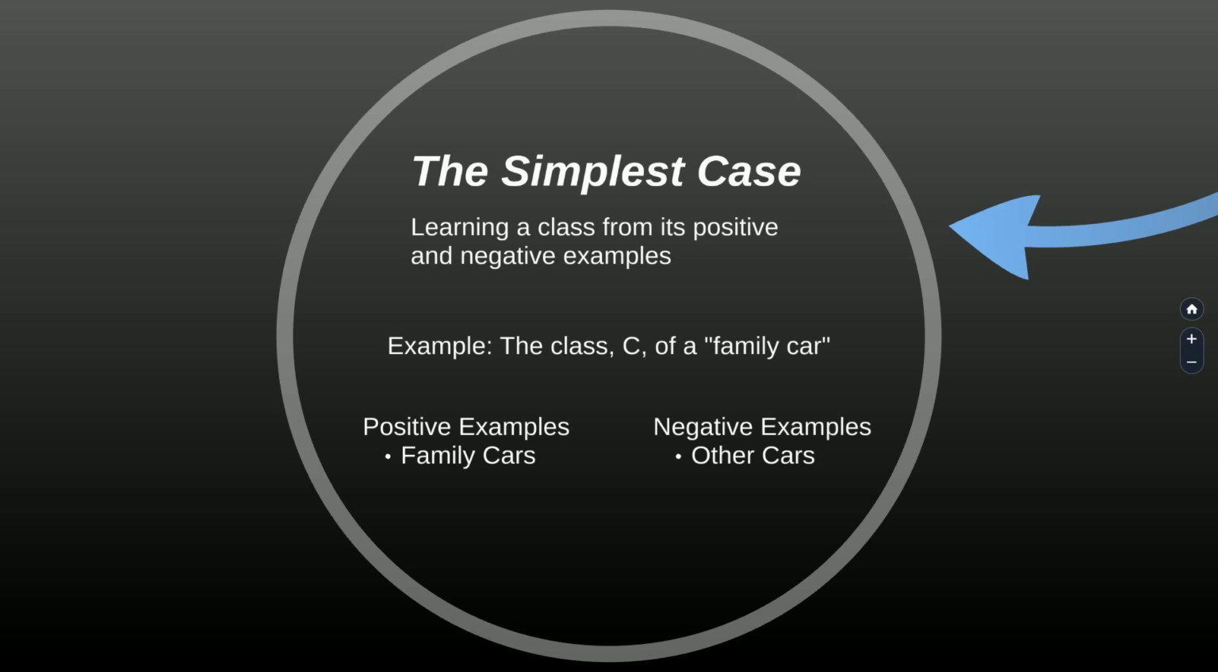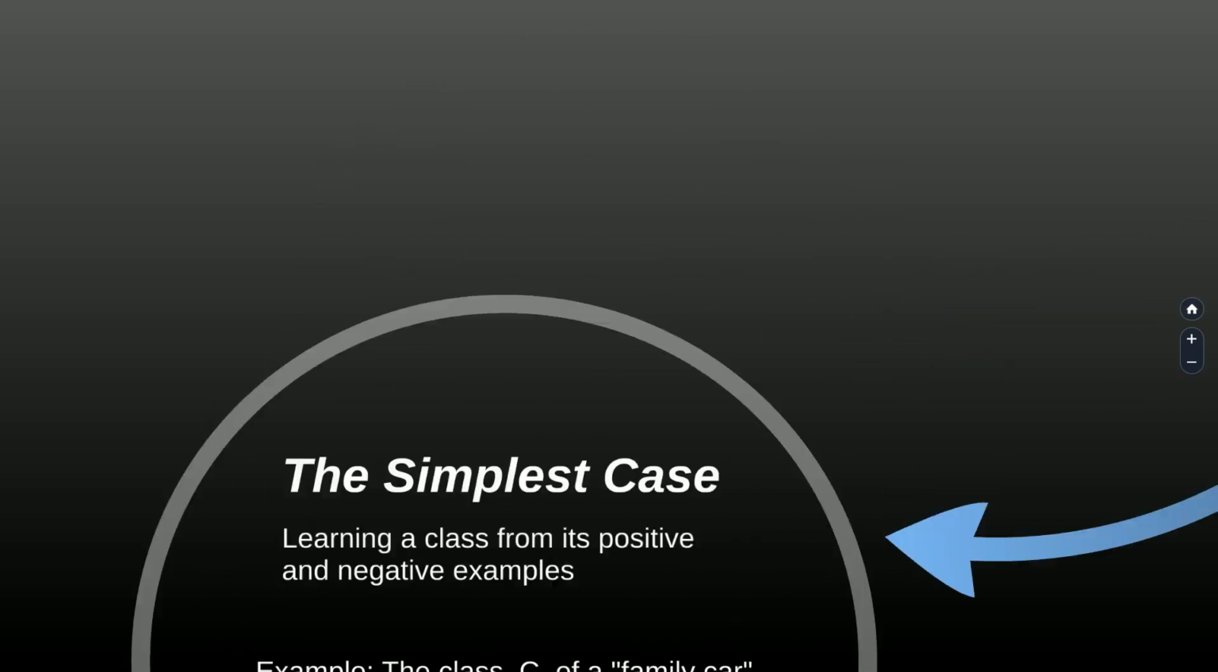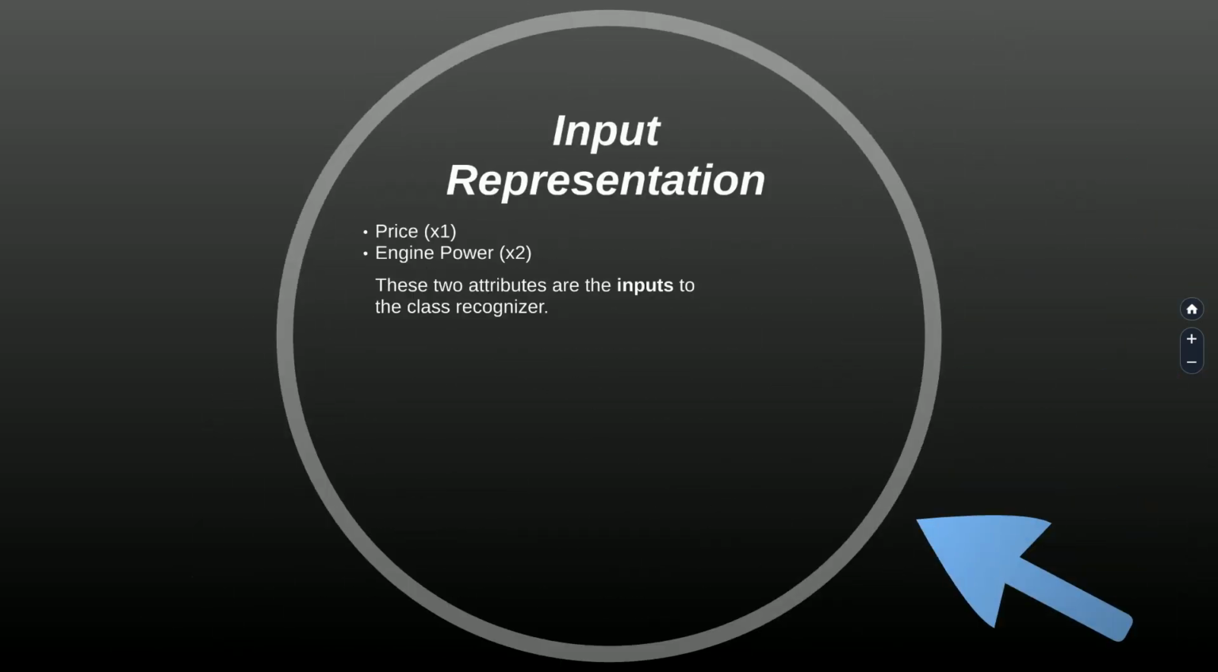Either way, we have positive examples and negative examples, and we're going to use these to teach our algorithm how to detect or determine the class C of a family car. So let's dive into the input representation. The inputs are going to be a very essential part of this network.